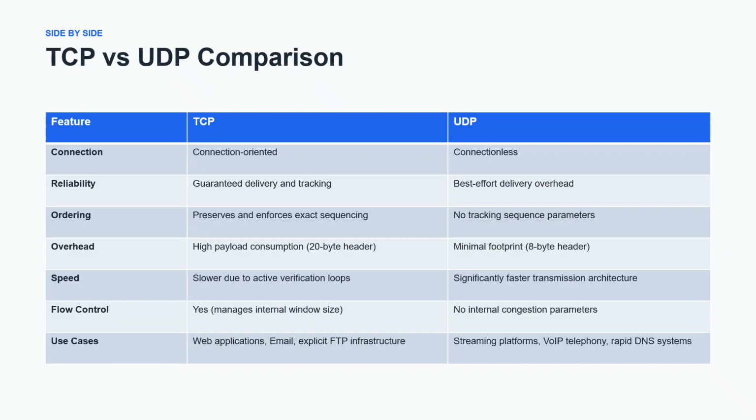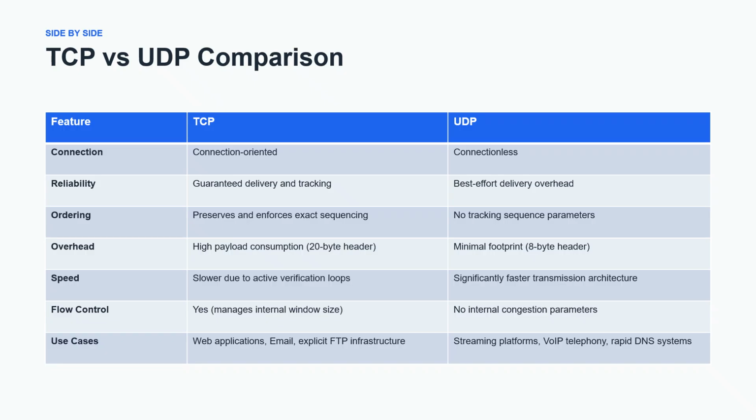UDP ports and TCP vs UDP. Common UDP ports include DNS on port 53, DHCP server on port 67, DHCP client on port 68, and SNMP on port 161. TCP is connection-oriented while UDP is connectionless. TCP provides reliable delivery while UDP provides best effort only. TCP preserves order while UDP has no ordering.